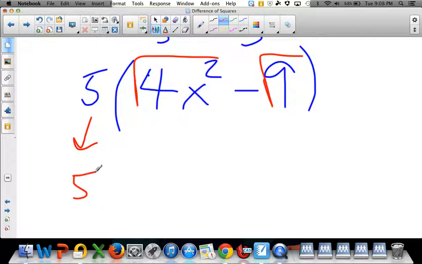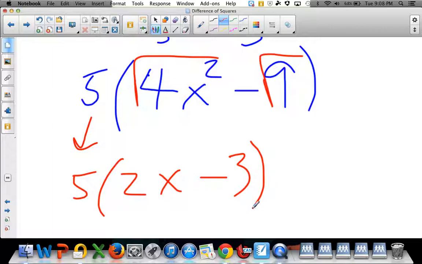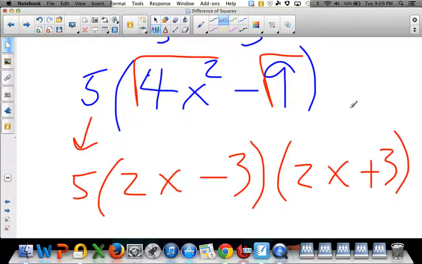So that gives me 5 times the square root of 4 is 2. The square root of x squared is x. Keep my sign. Square root of 9 is 3. Close my parentheses. And then rewrite the binomial with a plus sign. And that is how you do factoring by difference of squares, or difference of two squares.